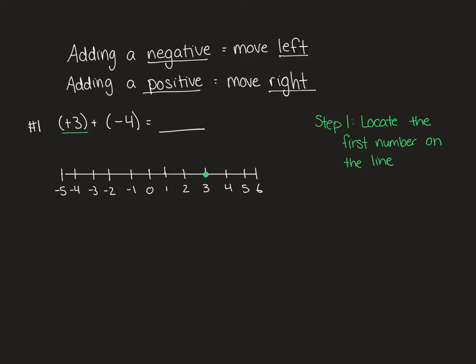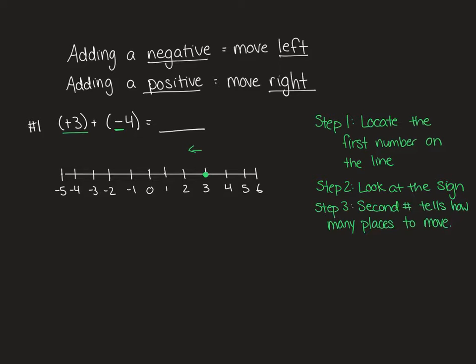Then I need to look at the sign to tell me which direction. So I'm adding a negative, which means I'm moving to the left. So I'm going to give myself a little reminder that I'm going to the left. The second number tells you how many places to move. So if it's -4, I'm moving 4 places to the left. So I'm actually just going to make 4 jumps.